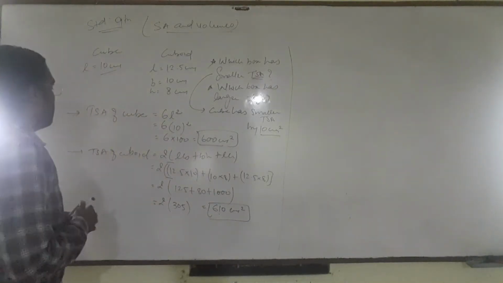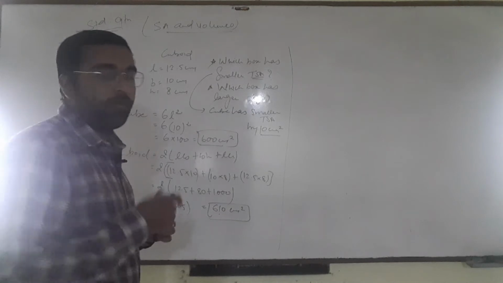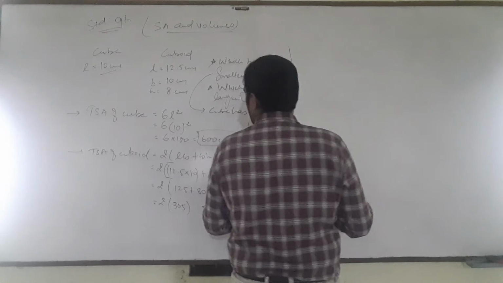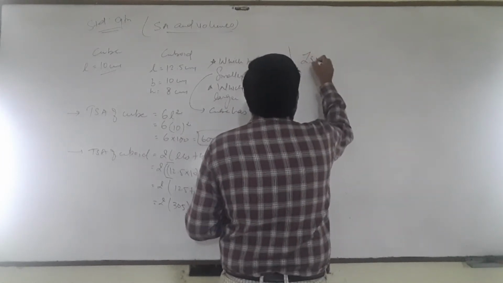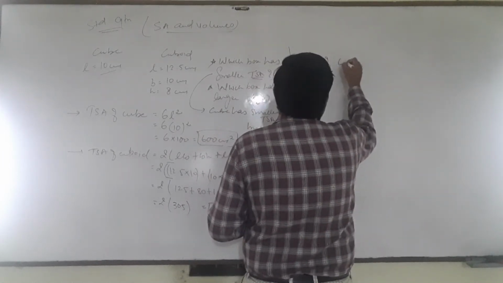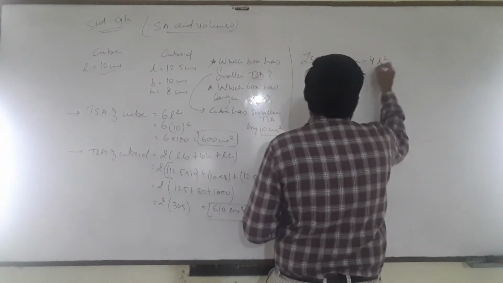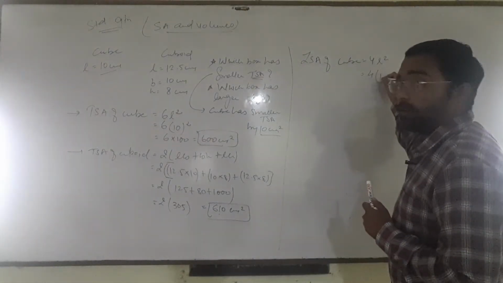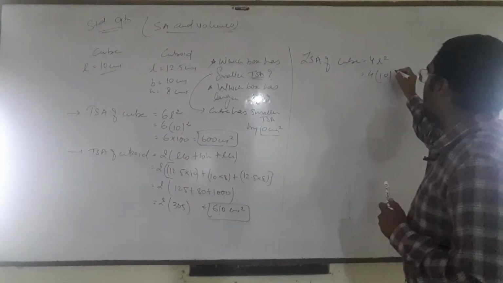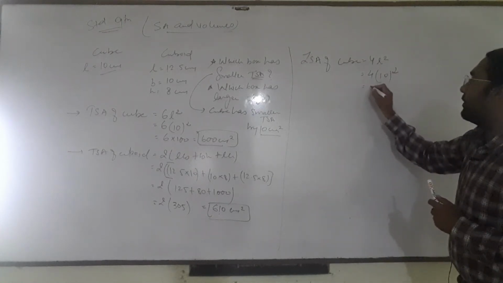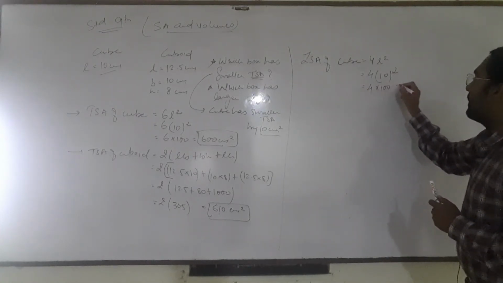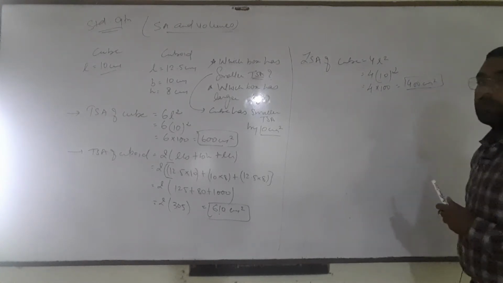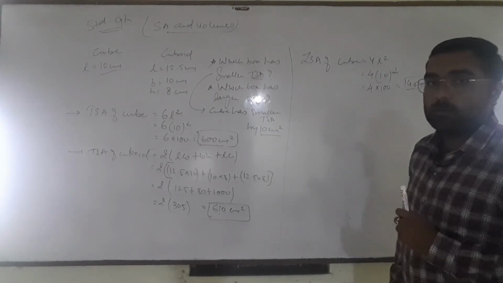So first of all, I'll find the lateral surface area of both of them, that is cube and cuboid. The lateral surface area of cube is 4L square. Therefore 4 times the side of the cube, that is given as 10 centimeters. So I'll take 10 square. So therefore 4 into 100, that is 400 centimeter square. My answer is 400 centimeter square.